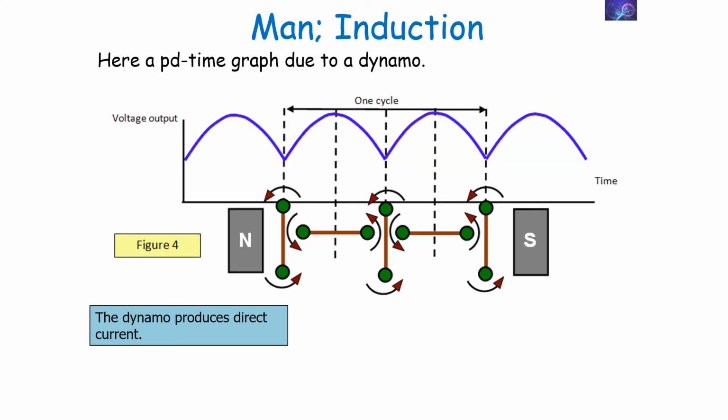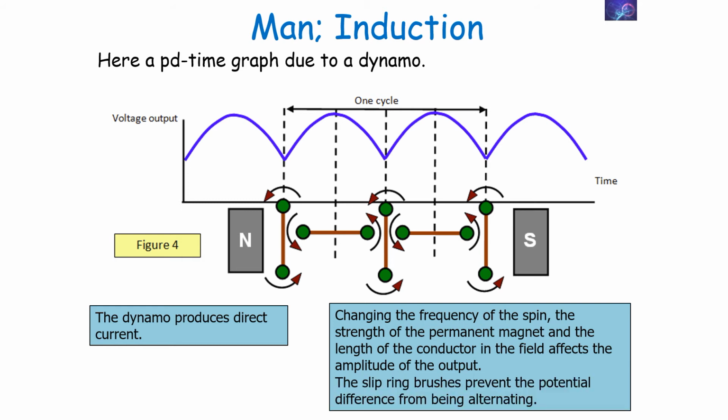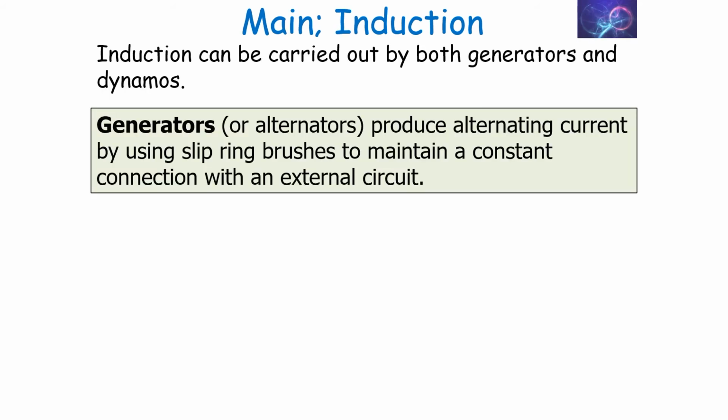Now, dynamos produce direct current. You can observe this because there's no value in the negative, it's only in the positive in your graph. Changing the frequency of spin, the strength of the permanent magnet and the length of the conductor will affect the amplitude of the output. Now, remember, the slip ring brushes prevent the potential difference from being alternating, which is why you need them.